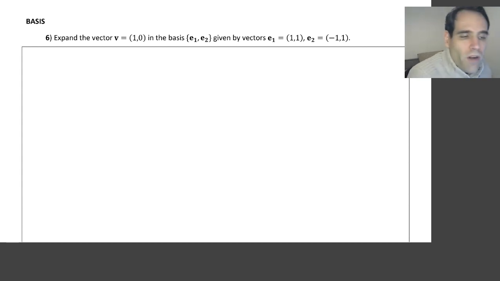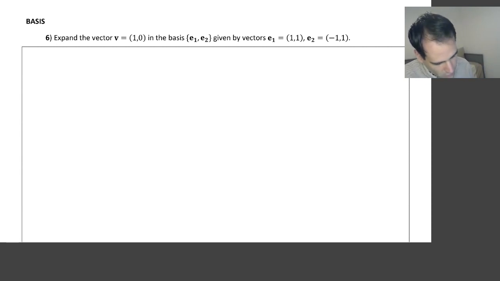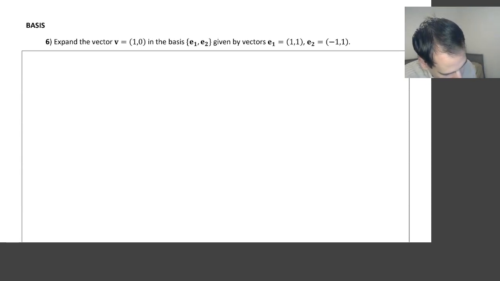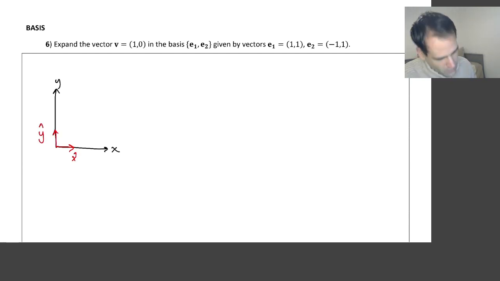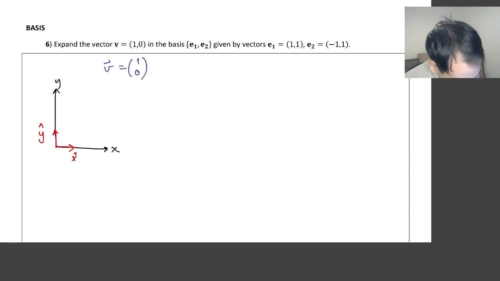Now let's look at this problem about changing the basis of a vector. Okay, so here let's draw the situation. We have our xy axis with the usual basis x hat and y hat. And now we have the vector v equals 1, 0 in the xy basis. So this vector is actually the same as x hat.